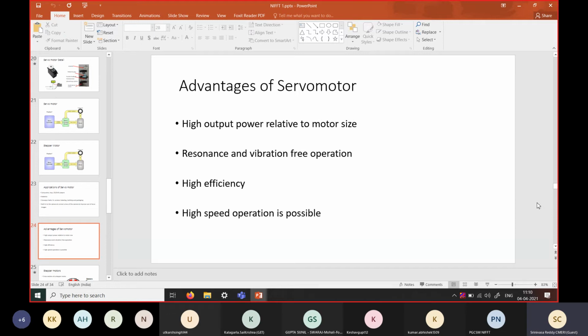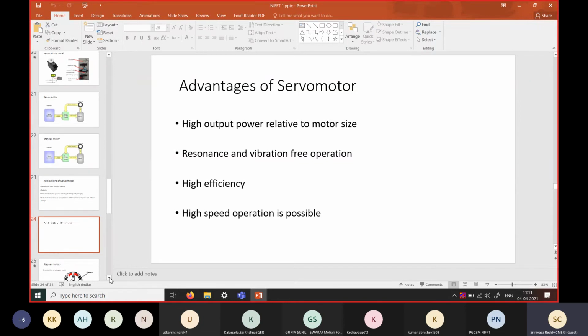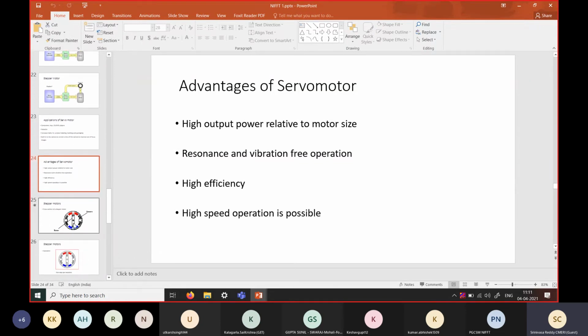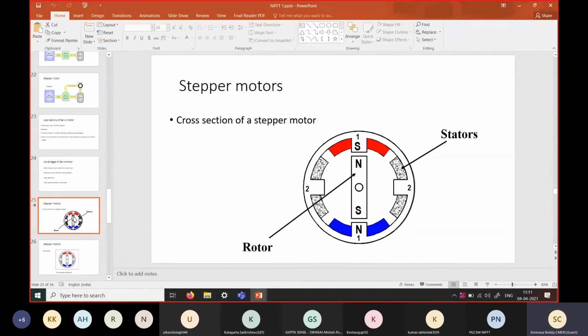The mechanism of controlling, maintaining the speed and position, is called servo mechanism. The advantages of servo motors include high output power relative to the motor size, and resonance and vibration free operation, because the motor is constructed and the controller is also inbuilt. It can avoid resonance and vibration. Often the efficiency is high, and high speed motions are possible. In the next category, we will be seeing the stepper motor.